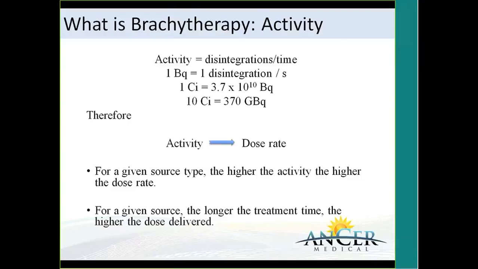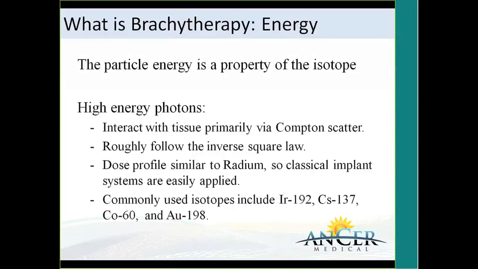And we're talking about high-energy photons, so they interact primarily via Compton scatter. And roughly, all these high-energy sources, whether you're talking about iridium or cesium-137 that has been used for many decades for intracavitary implants, cobalt-60 or gold that some people are using for prostate implants, and radium, which has been classically used, this is the classical source, these all behave as 1 over r squared, and so it makes it very useful if you ever want to refer to old tables or refer to some other classical treatments. All these sources are very comparable. They all roughly follow the inverse square law.